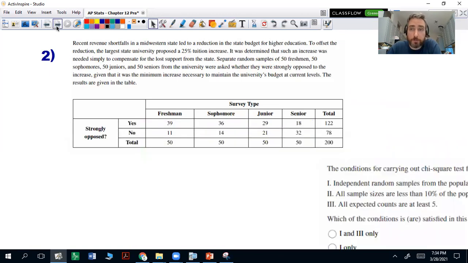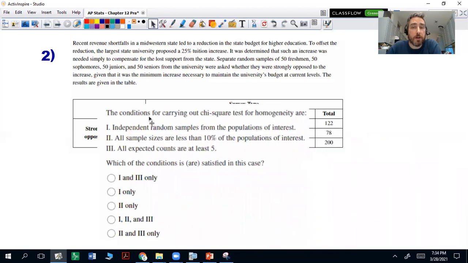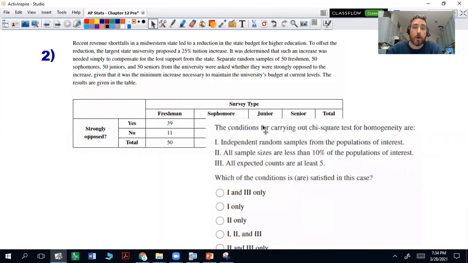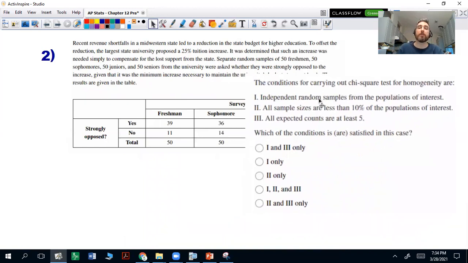All right, question 2. Same scenario. The conditions for carrying out a chi-square test for homogeneity are independent random samples from the populations of interest, all sample sizes are less than 10% of the populations of interest, and all expected counts are at least 5. Which of the conditions are satisfied in this case? Well, we've actually satisfied the first 2, independent random samples and all sample sizes are less than 10%. We know we've satisfied this one because it's a university, so 50 freshmen is going to be less than 10% of all freshmen and so forth. So 50 is less than 10% of each class.